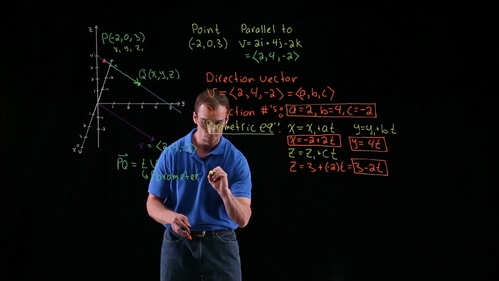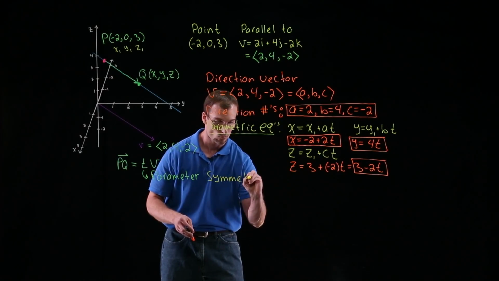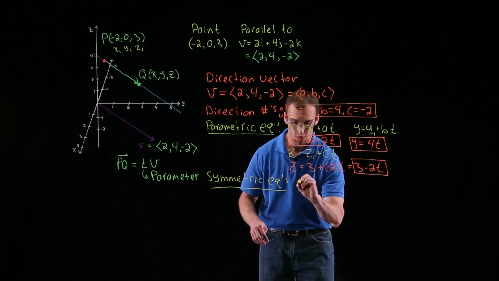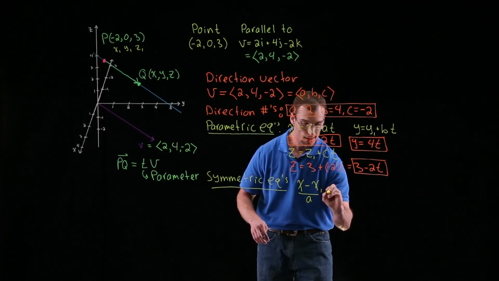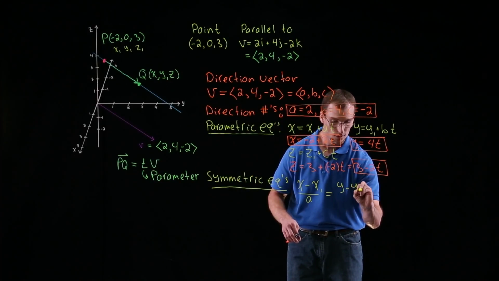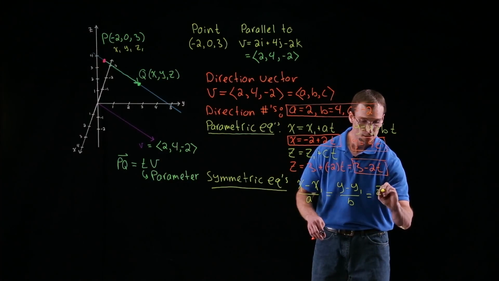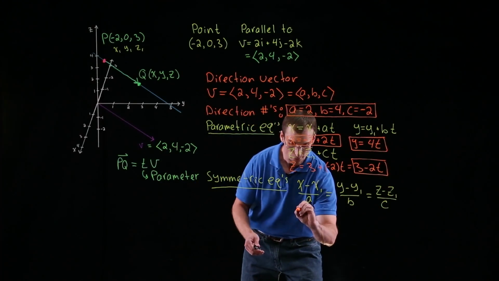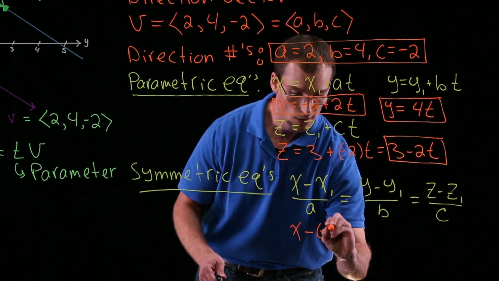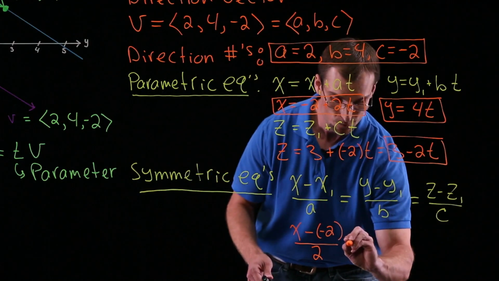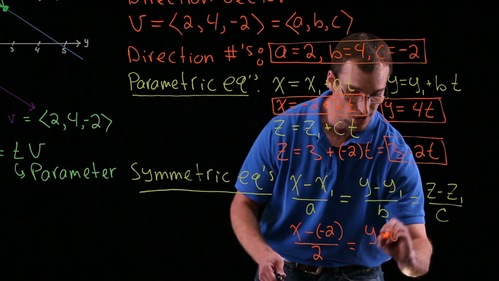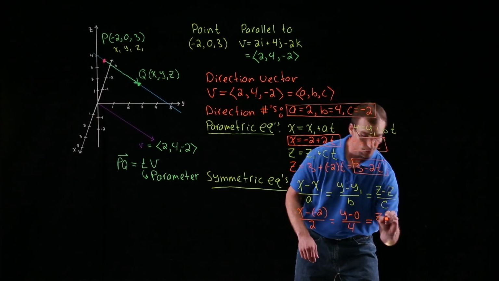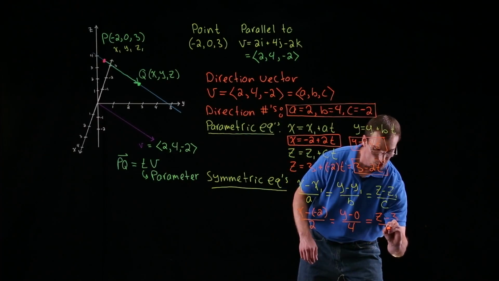Now our symmetric equations come in the form of (x minus x1) over a equal to (y minus y1) over b equal to (z minus z1) over c, where again, we're just going to plug in our known values. So x minus x1, we have x minus negative 2 over a, which is 2, and that equals y minus y1, or 0, over b, which is 4, and that's equal to z minus z1, or z minus 3, all over c, which is negative 2.